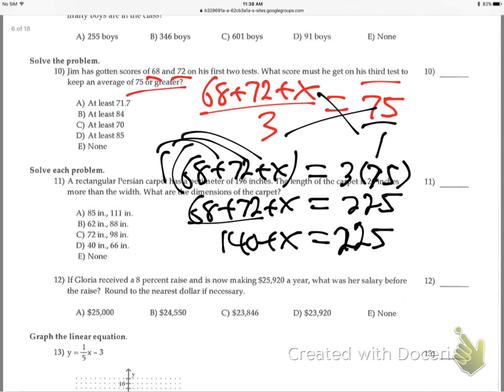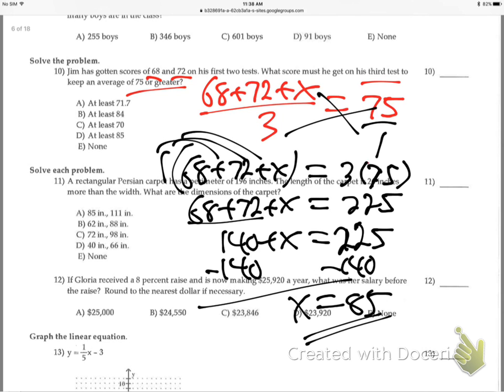All right, and last step, subtract the 140. x is what, 85? He needs 85. Good? Are we happy? So remember that for sure on the test today: fraction on one side, whole number on the other. What do you do? Put it over 1, cross multiply.